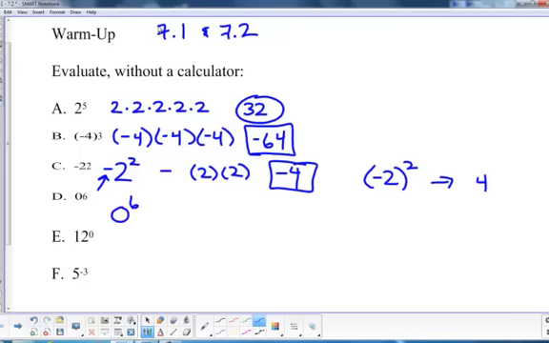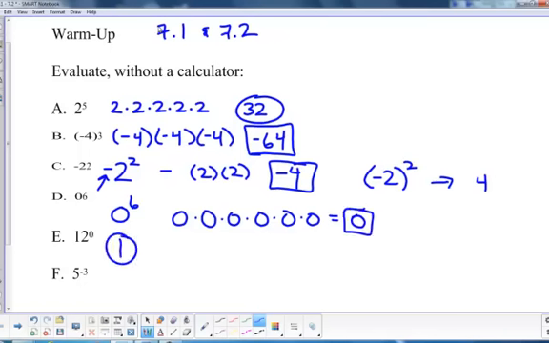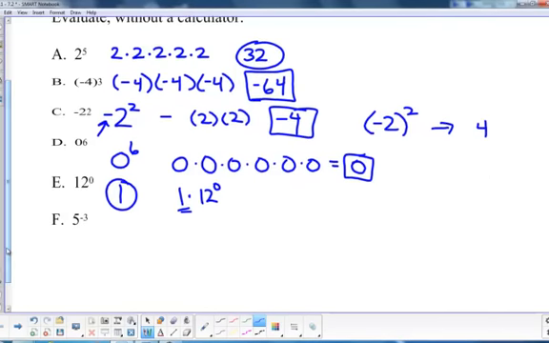0 to the 6 is just 0 times itself 6 times, and 0 times anything is 0. 12 to the 0, anything to the 0 is 1. Another way to think about this is 1 times no 12s. So 1 doesn't change anything. So 1 is your answer.